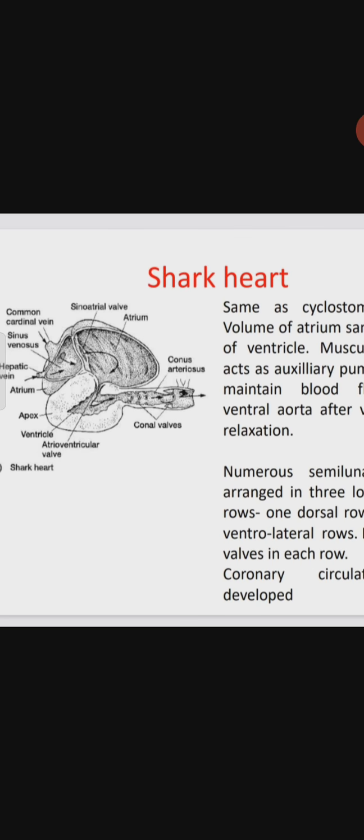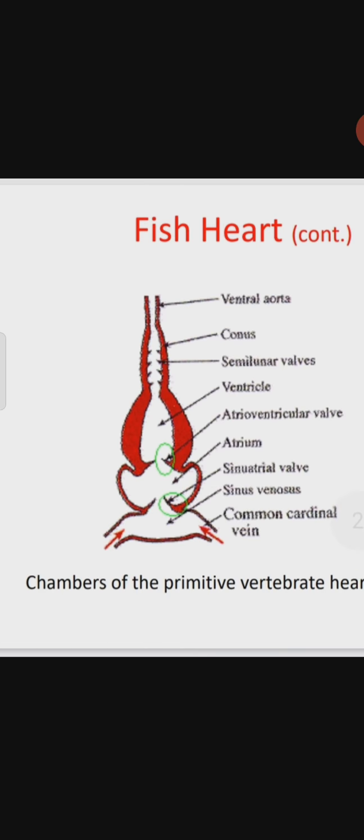Same as the cyclostome heart. Volume of atrium same as that ventricle. So both atrium and the ventricle volume becomes same. Muscular conus acts as auxiliary pump to help maintain blood flow into the ventral aorta.